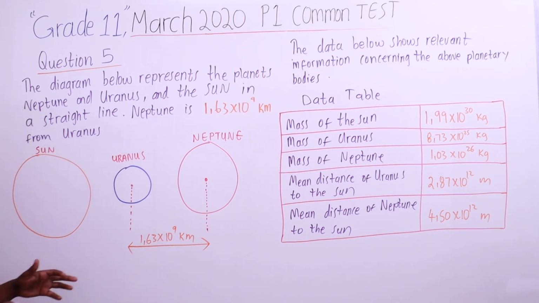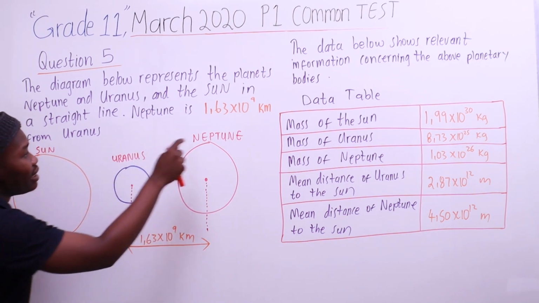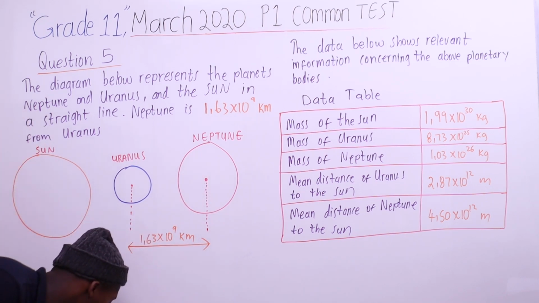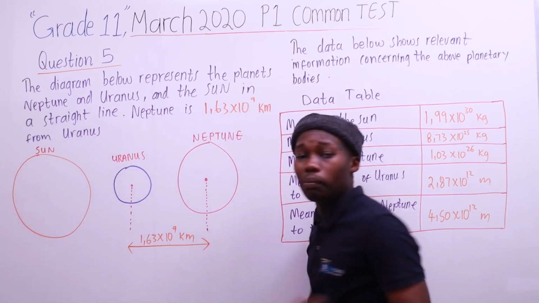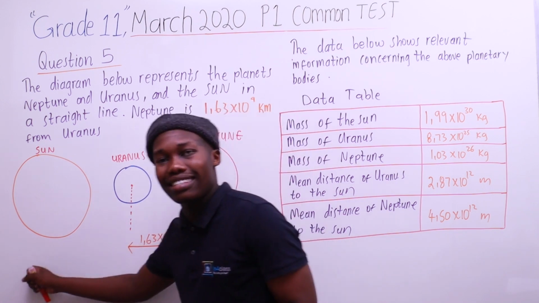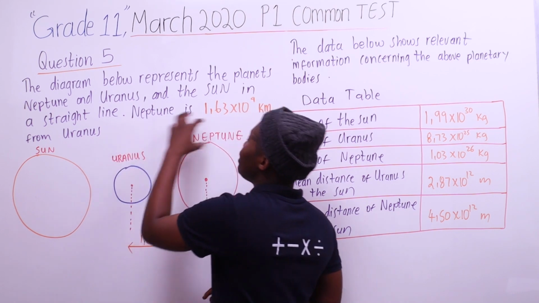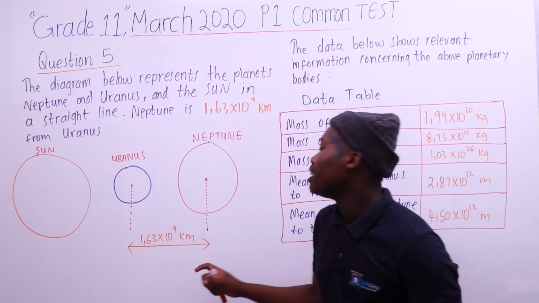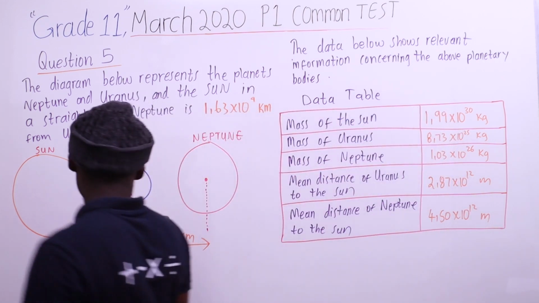So, in this diagram, this is the Sun, this is Uranus, and this is Neptune. Which means for these three objects we have the Sun, Uranus and Neptune separated by a certain distance between them. They tell us that Uranus and Neptune are separated by a distance of 1.63 times 10 to the power 9 kilometers.